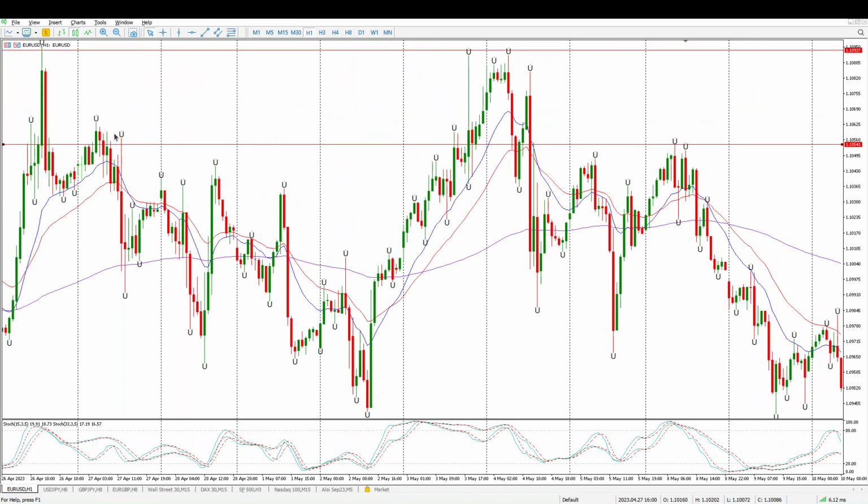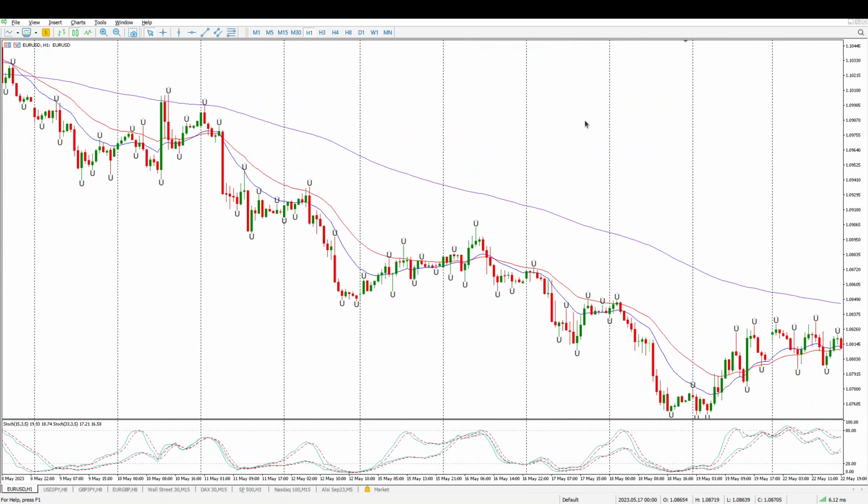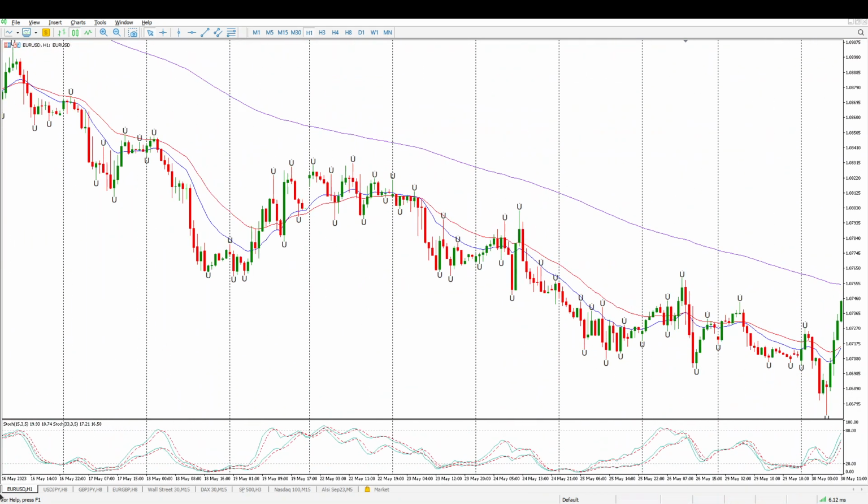So you can see all these other tails in between this level. These two levels that I've given you would definitely set you up for an opportunity to the upside. So that's what we're waiting for.